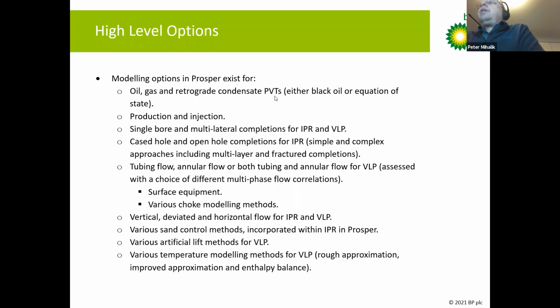You can model either production or injection. You can have a single bore or a multilateral completion, which obviously affects the IPR and the VLP. Multilateral completions are wells that have a common upper part of the well, but there's a junction downhole, and you may have one or more, well, usually two or more branches at the junction. And there are ways and means of modeling that in Prosper. It's a little convoluted. You have to create icons and connect them all together.